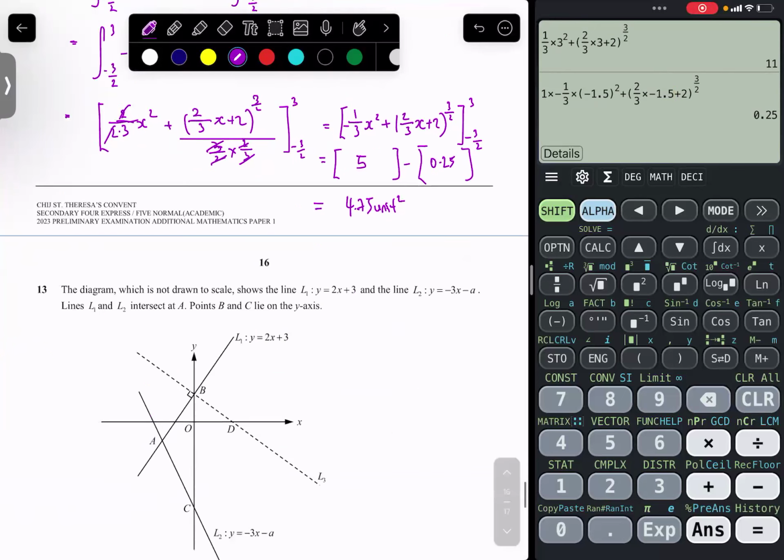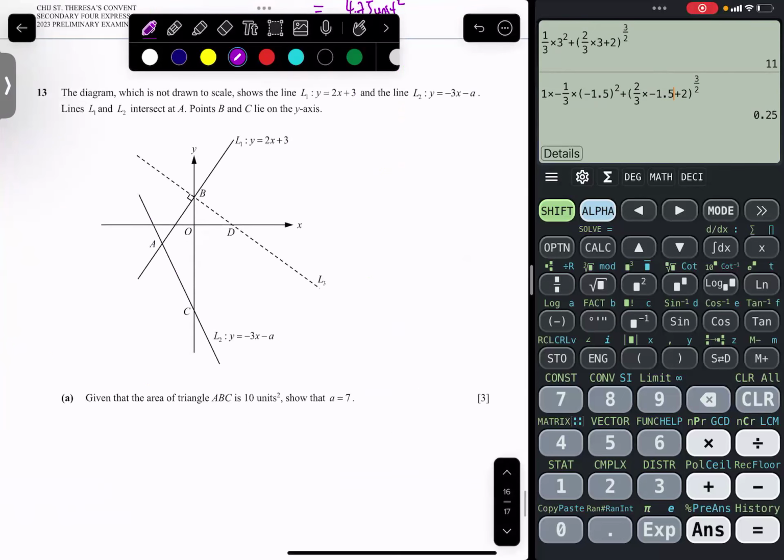All right. Question 13. The diagram, which is not drawn to scale, shows the line L1, y equals 2x plus 3, and L2, y equals minus 3x minus a. Lines L2 and L1 intersect at point A and point B, and point C lies on the y-axis. Given that the area of triangle ABC is 10 square units, show that a equals 7.